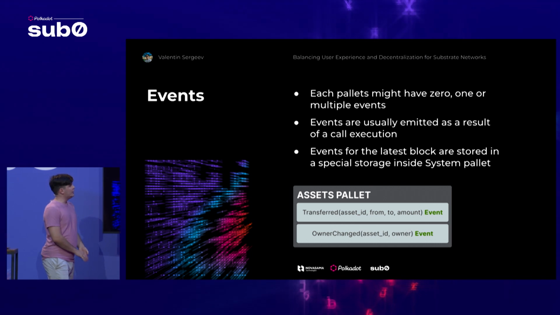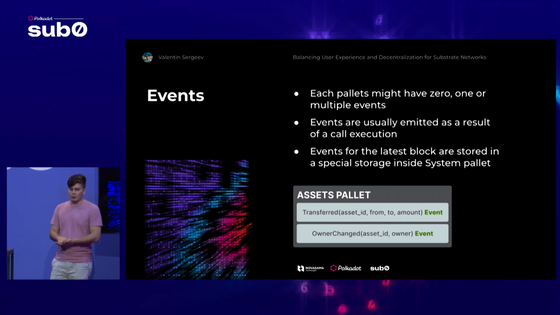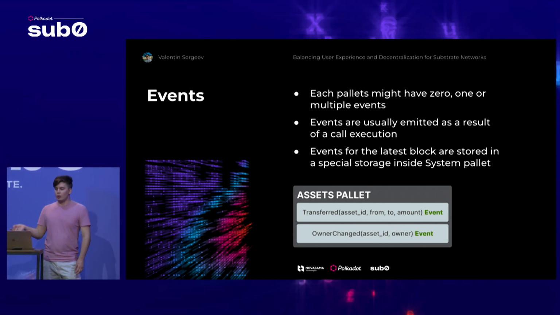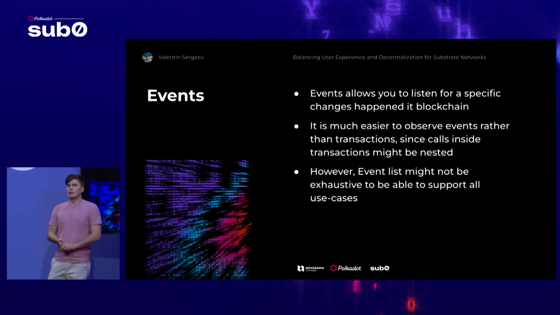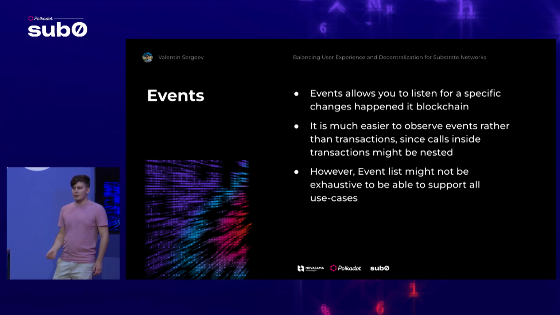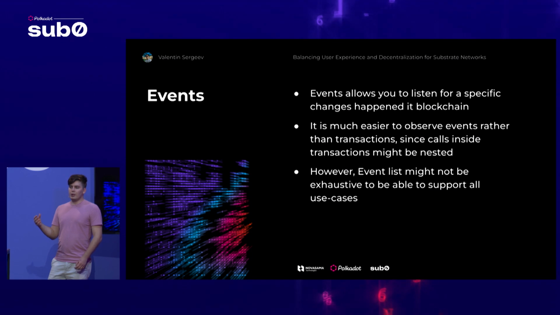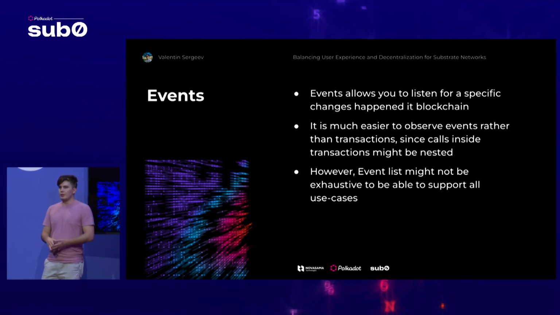The next component is the event. An event is an entity that helps you understand that something actually happened during call execution. Events are stored in a special storage inside the system pallet. Events are quite useful when it comes to indexing, because events are more robust when it comes to tracking certain actions. You can track transactions too, but as I said previously, calls can be nested. So you will need to implement a very complex logic on how to handle nested calls that can be infinitely nested in each other, actually. That's why tracking events is more robust, especially considering that, for example, transfers might not only happen directly as a result of user action.